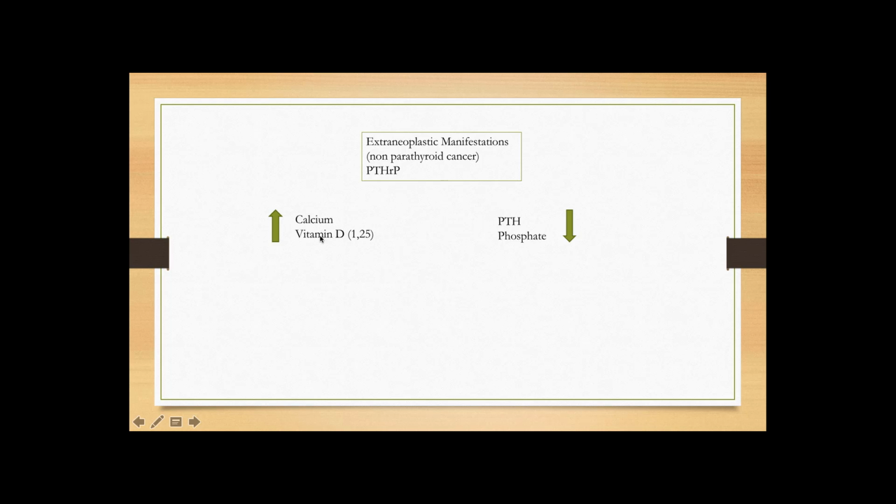Your calcium and vitamin D are telling the parathyroid gland, hey, I don't need you anymore, so PTH will start to drop, but the related peptide, which is basically the, I guess, sister PTH, will continue to work and will cause all these abnormalities, and phosphate will be low or low normal.